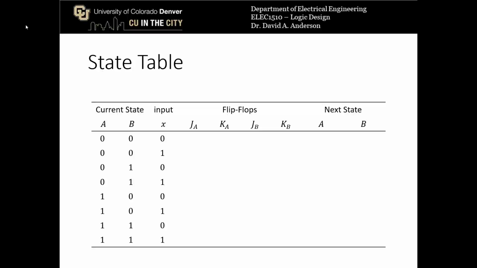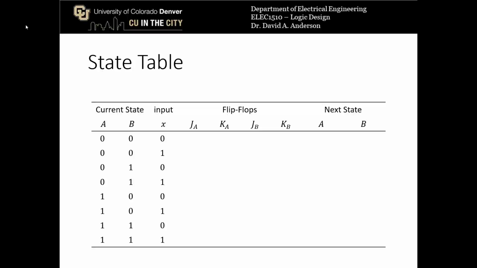Now we write out the state table, and we have to add some additional columns in the state table for the flip-flops because the flip-flops are not equal to the next state like they are for a D flip-flop. So we need to determine the transition between the current state and the next state binary values based on how the JK inputs are assigned.